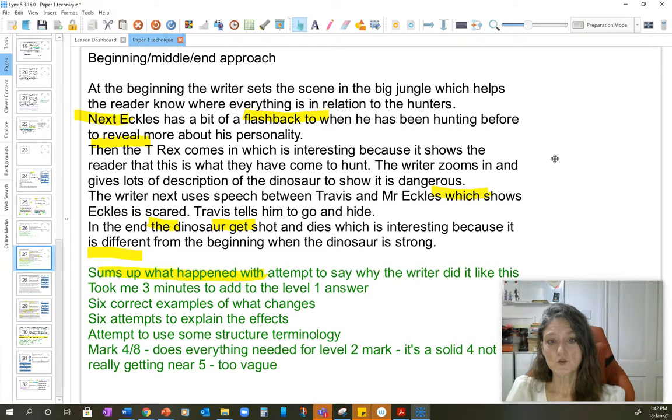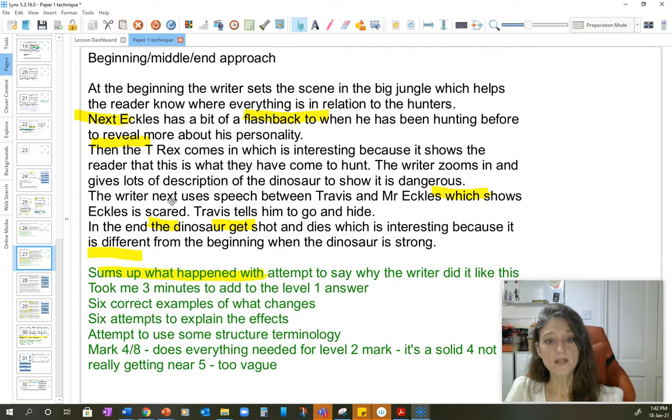So the writer zooms in and gives lots of description of the dinosaur to show that it is dangerous. Again, it's an attempt to explain why the reader focuses now on describing the dinosaur in so much detail. It's not a clear explanation, it's not a clever explanation, it is some attempt. A decent attempt, but only some.